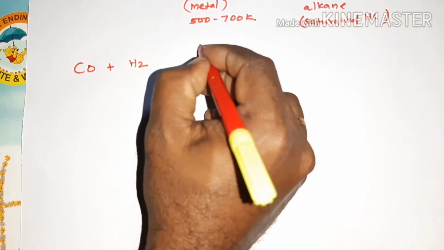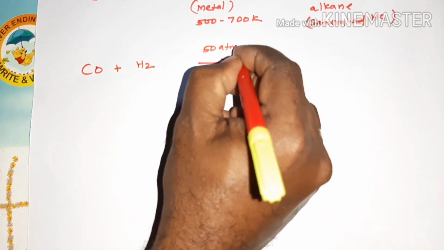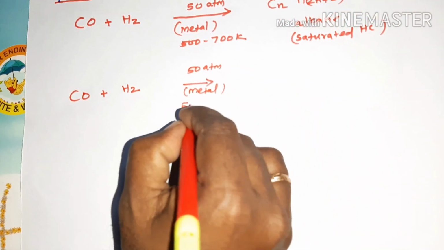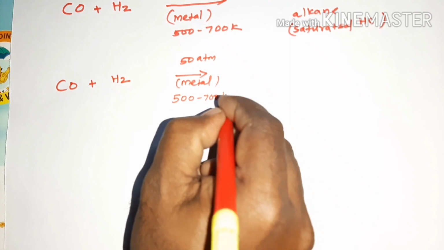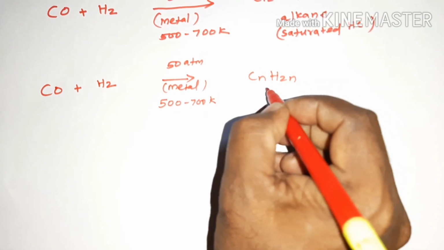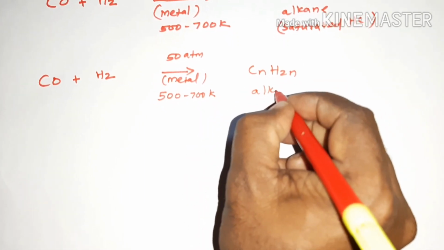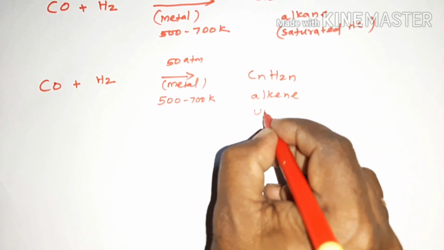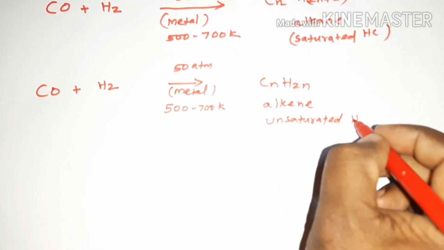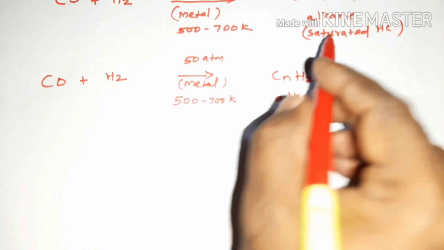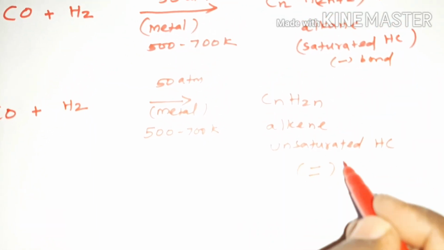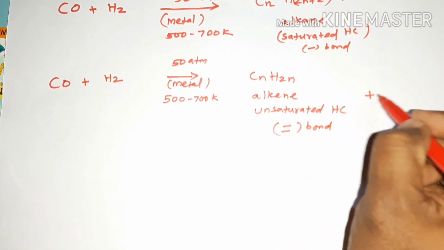hydrogen, same, that is 50 atm pressure. Metal is a catalyst. Temperature is around 500 to 700 Kelvin. We are getting CnH2n. This is the general formula of alkene. Alkene is an unsaturated hydrocarbon. Unsaturated, that means, as you already studied in class 11, saturated contains single bonds and unsaturated contains double bonds. Plus n times water.